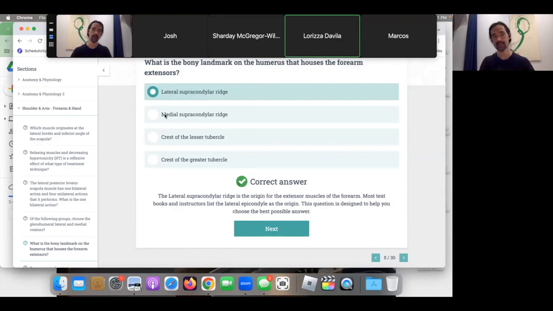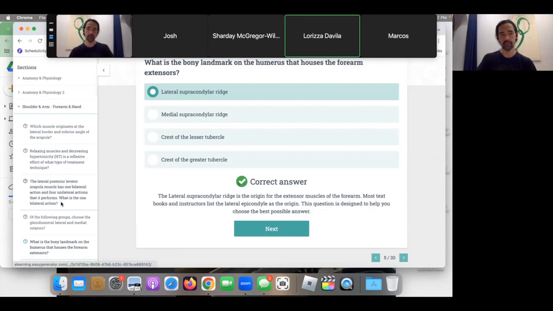So a condyle is a bony landmark. It's an aspect of the bone. It's where the bone goes like this. Condyle, okay. Let's keep it.